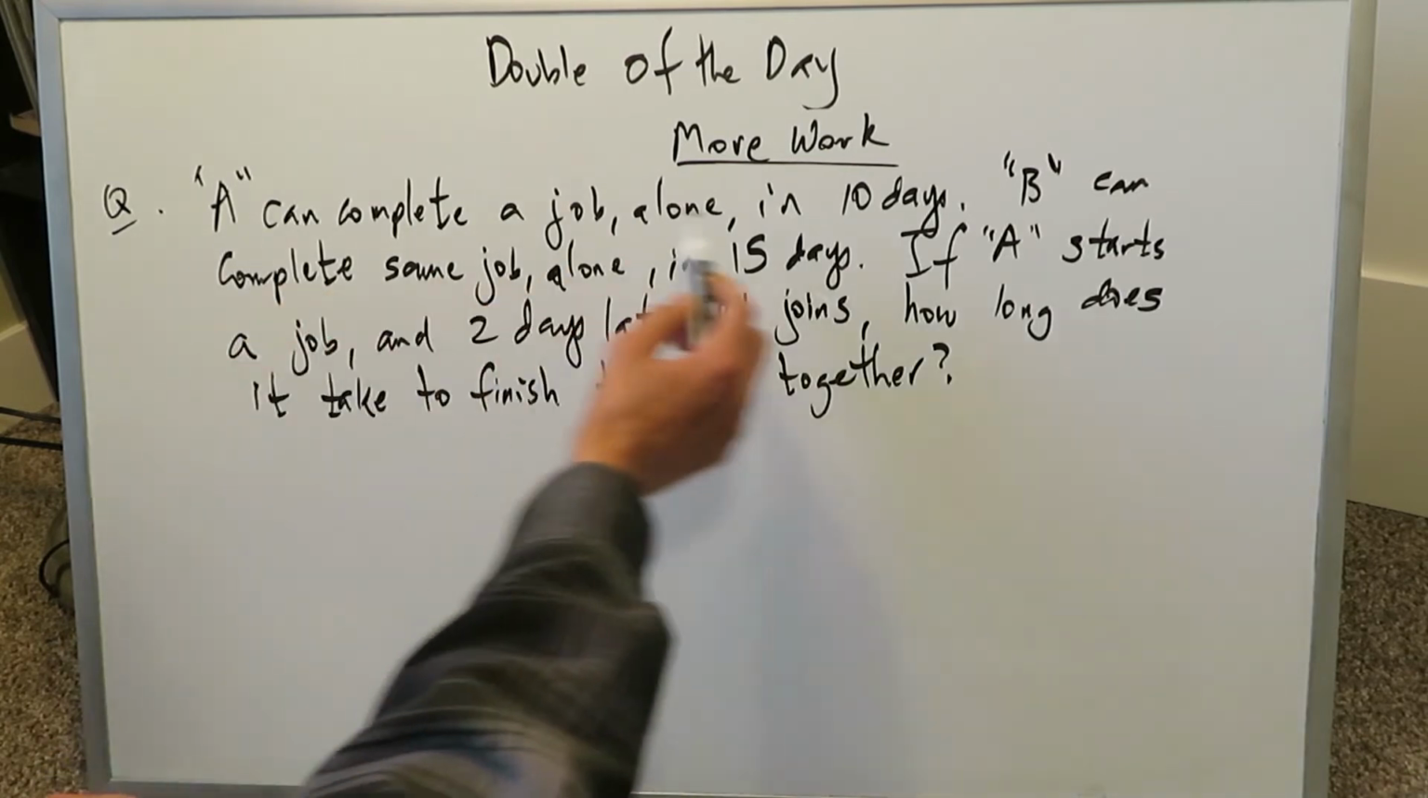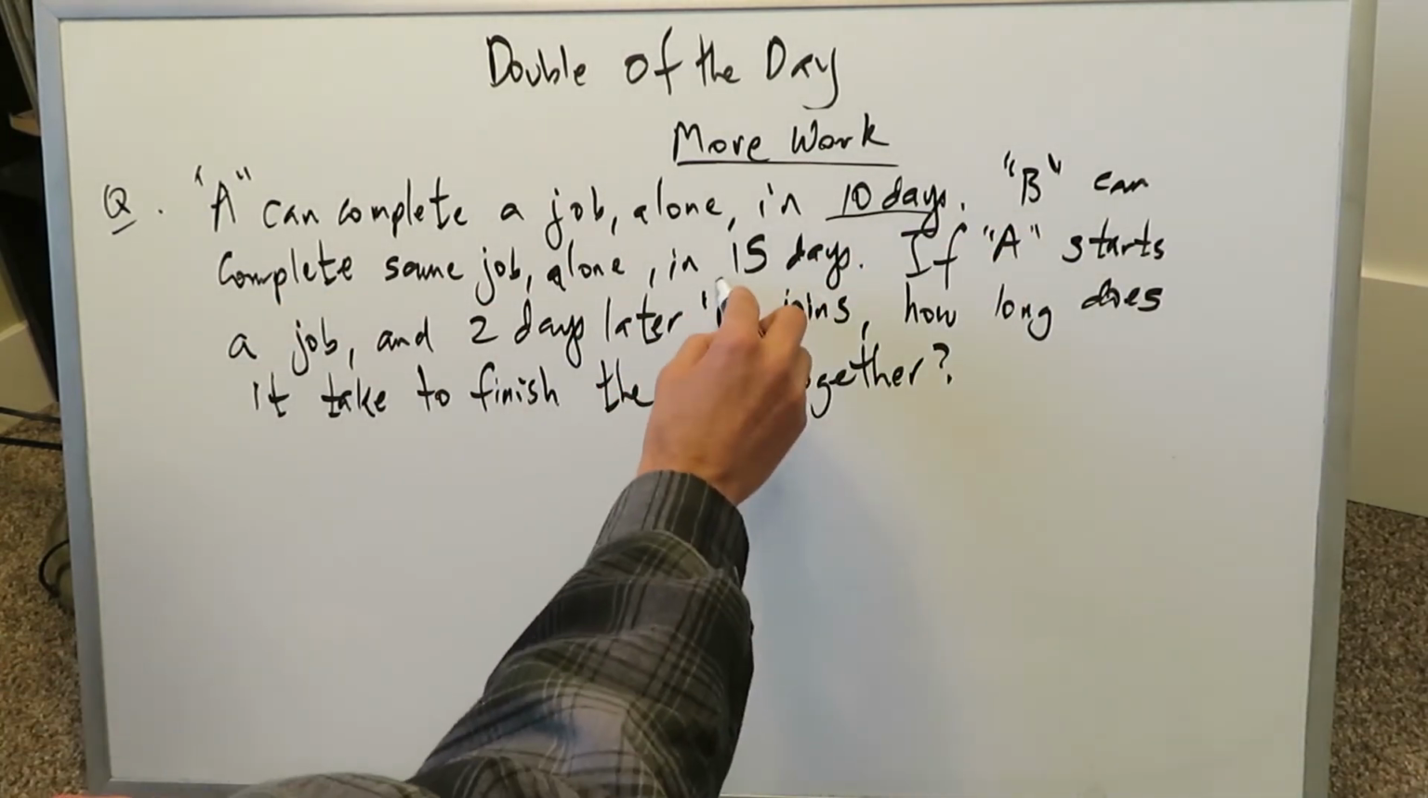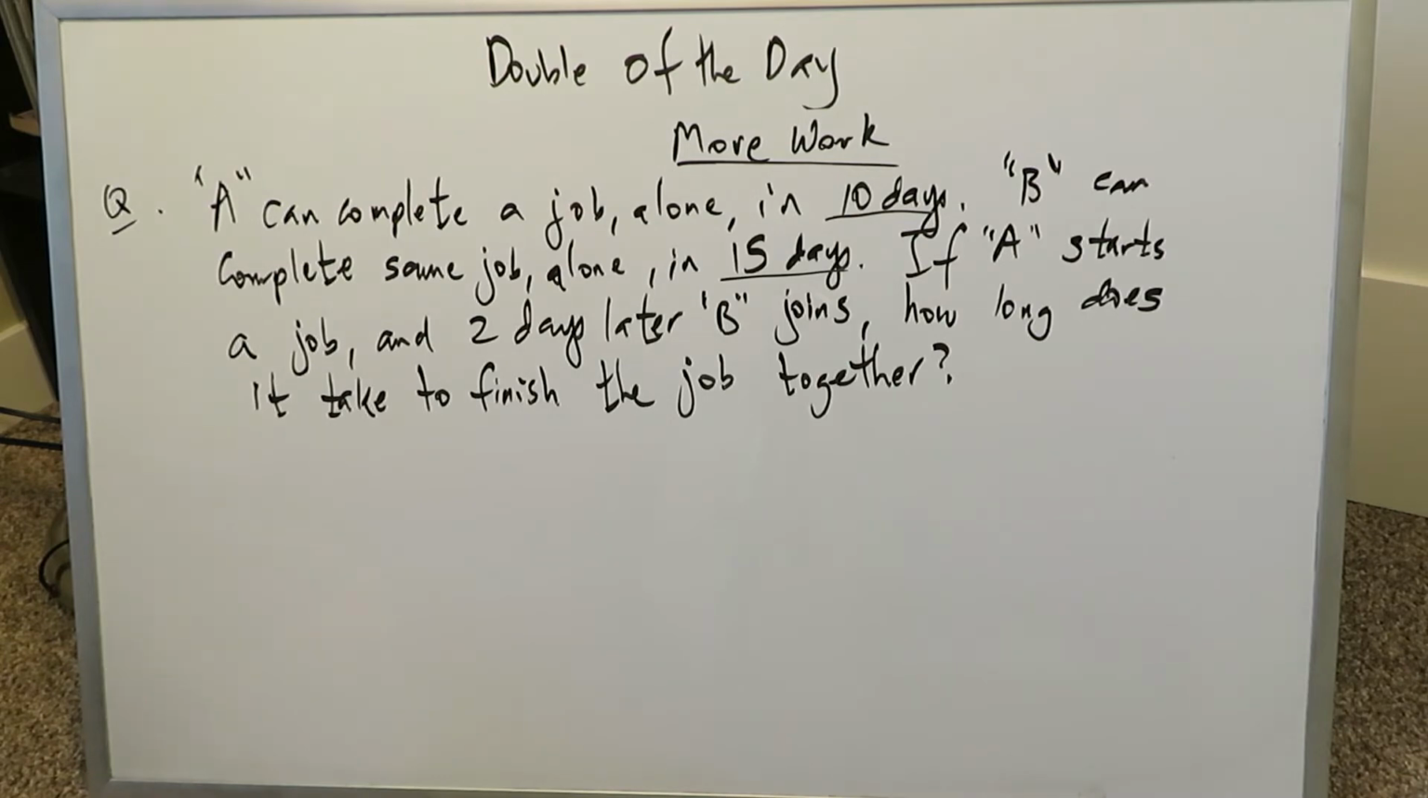What are the key points? A takes 10 days to do it alone. B takes 15 days to do that same job alone. A starts a job, but 2 days later B joins in.